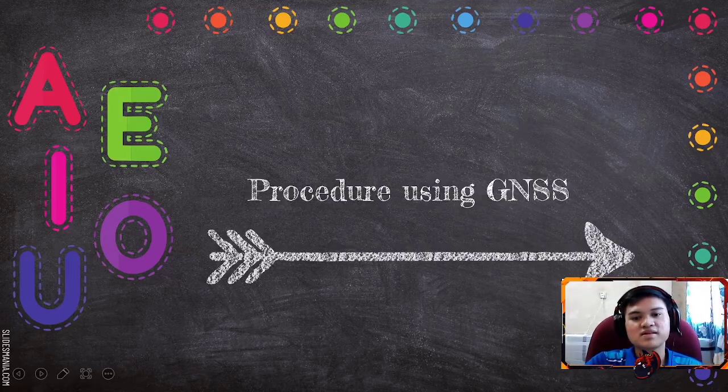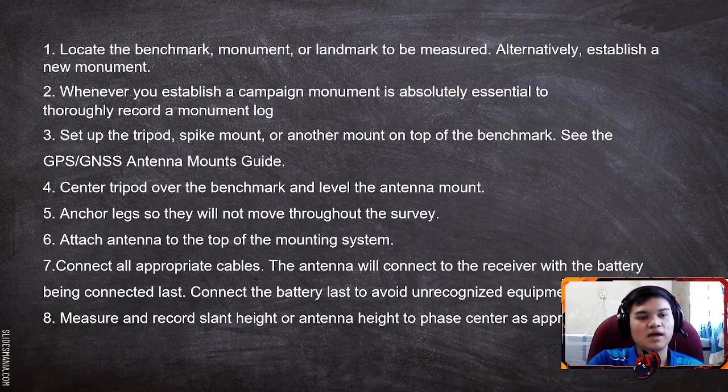Procedure using GNSS. Firstly, locate the benchmark monuments or landmark to be measured. Alternatively, establish a new monument. Second, whenever you establish a new monument, it is absolutely essential to thoroughly record a monument log.